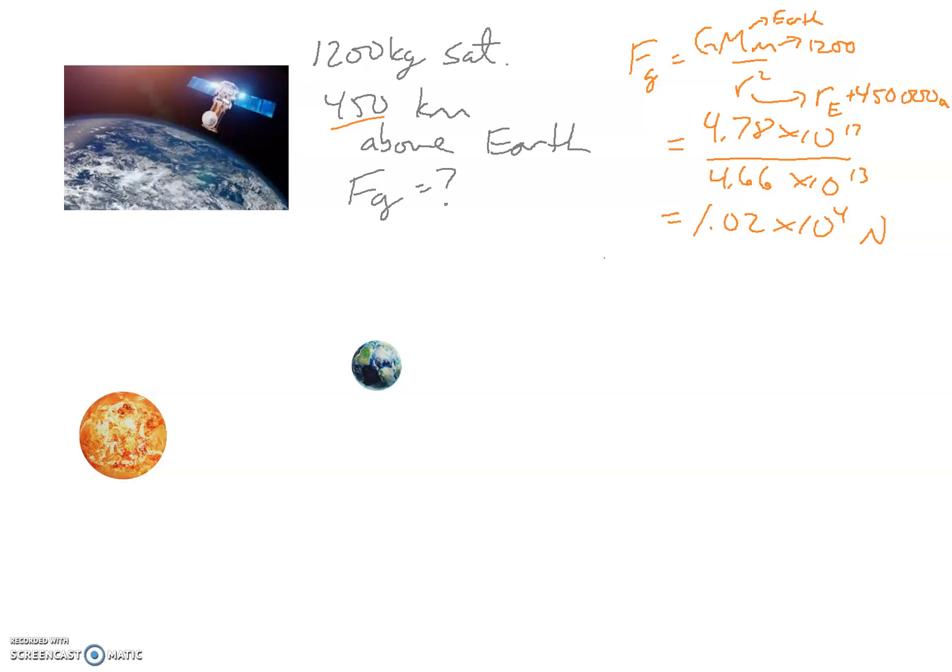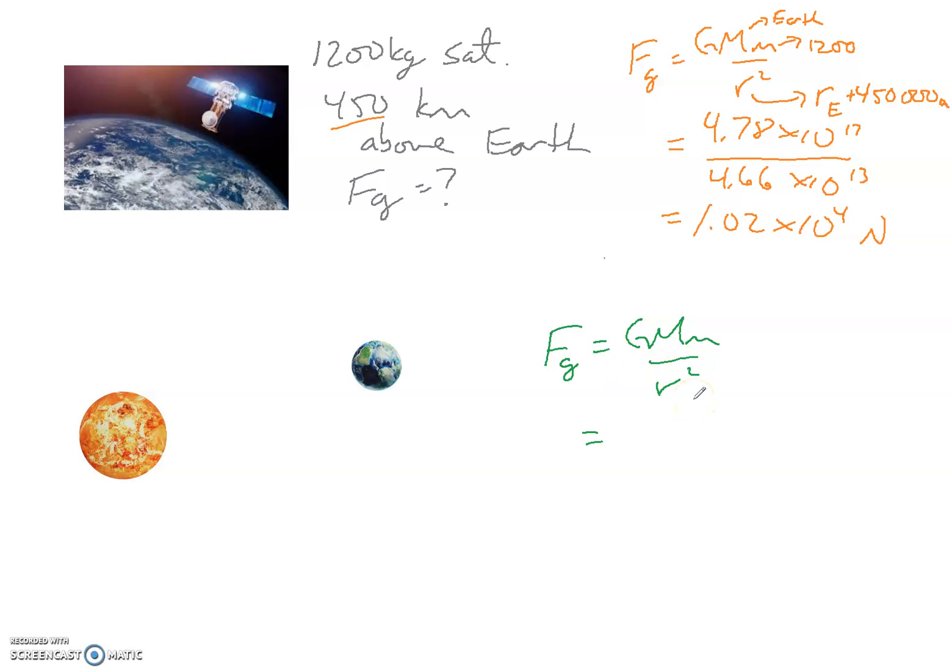So now let's do something similar for between the Earth and the Sun. We've got the Sun over here, and there's the Earth. We're just going to find the force of gravity between the Earth and the Sun. Same type of thing. The force of gravity is going to be GMm over r squared. G is 6.67 times 10 to the negative 11. You've got the mass of the Sun, which is 1.99 times 10 to the 30. You've got the mass of the Earth, and divide by the radius squared.